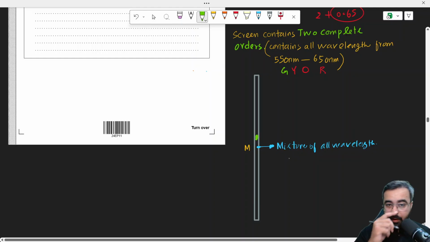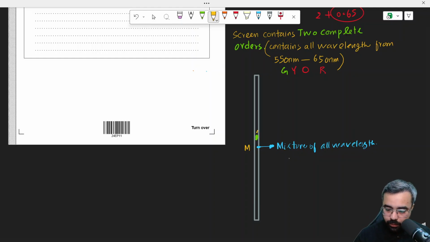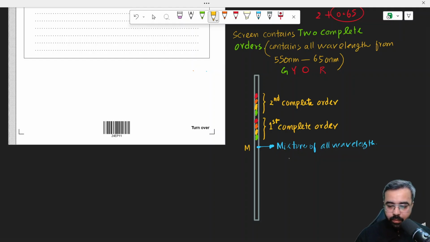I'm right now drawing the first order, and then we will have yellow, then orange, and then red. So dear students, this is one complete order. And this is the second complete order. Since we got 2.65, in the next order we will have, let's say, just two colors. And remember that light with a larger wavelength will always be relatively farther from the center. So you see that we have red here and green here.